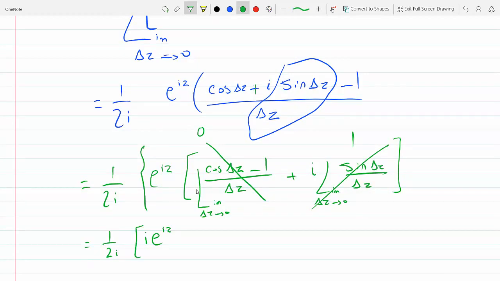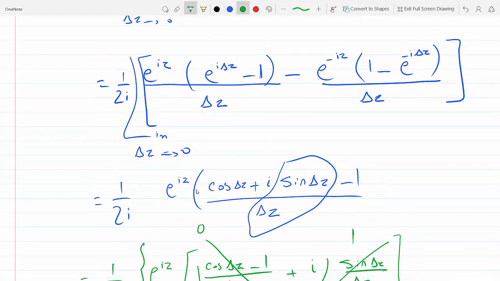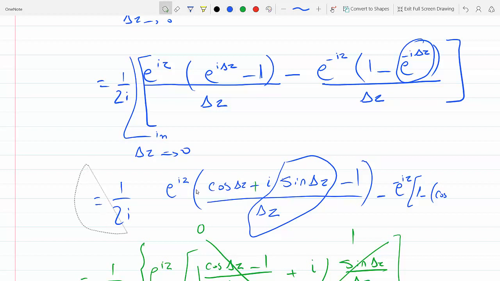Now continuing on, the second guy, same thing, split it up. This is minus e to the minus iz, and then this becomes 1 minus cosine of delta z, minus i sine delta z. So we are using the definition of the exponential to FOIL this guy here. We need room.